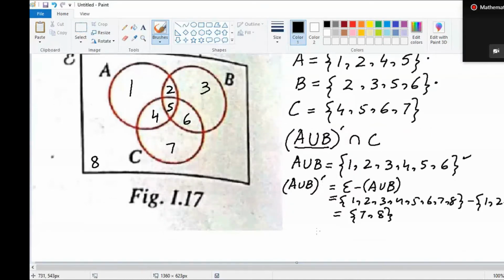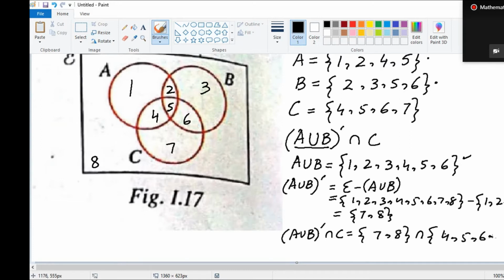Now I'm going to intersect it with C. So I'll write A union B whole complement and intersection C. For that, I'll be writing 7 and 8 over here because this is the result of A union B whole complement with the sign of intersection. And I'll write 4, 5, 6, 7 over here. And you know that the meaning of intersection is to find out the common. So what is common in both of them? 7. 7 is common in both of them.